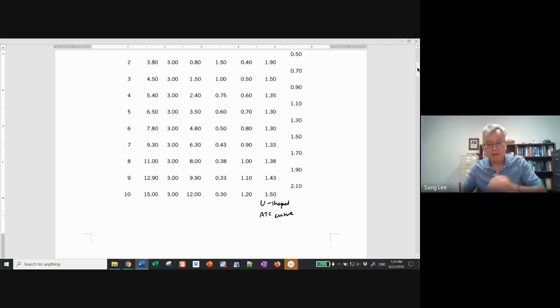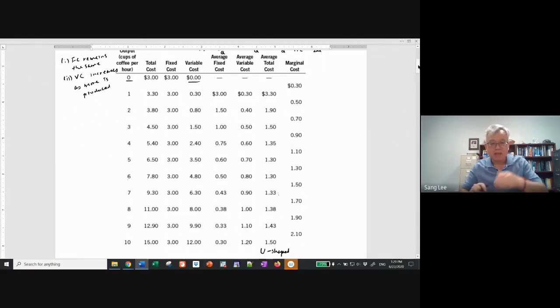So that means when you increase the output over the first few units, the cost of a typical unit, the average total cost, is declining. Then beyond a certain output level, average total cost starts rising again. So that's why we say this is a U-shaped average total cost curve. Okay. Now, look at the marginal cost, the last column.